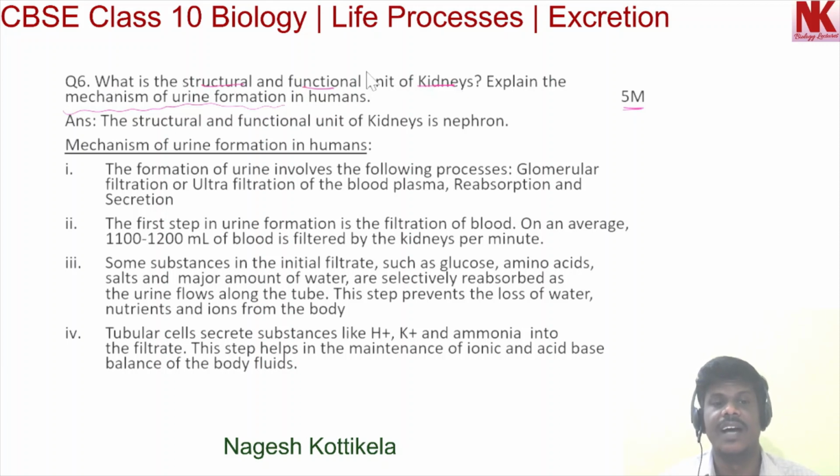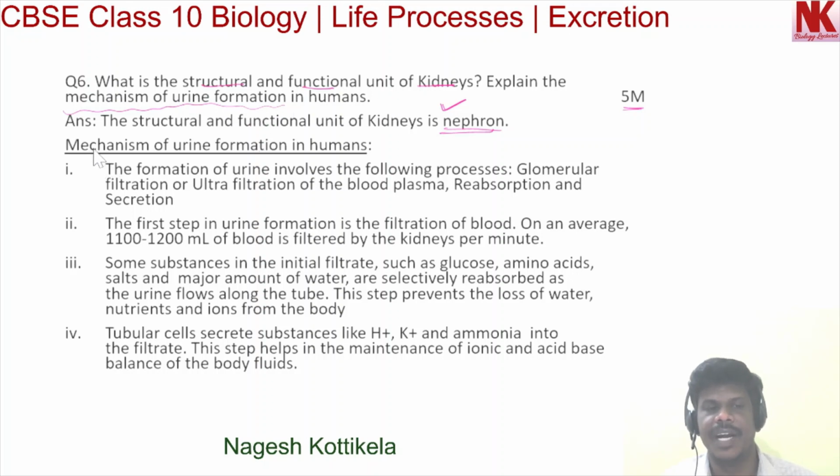For this, the answer is, the structural and functional unit of kidneys is nephron. This is the answer for the first part of the question. Now moving to the second part of the question, explain the mechanism of urine formation in humans. For this, the answer you can write like this.